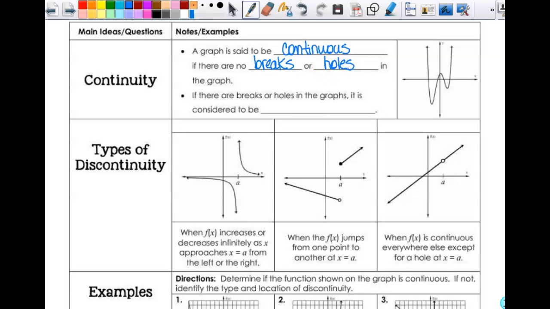Okay? So if you can start where the left arrow is, or the left point even if it is, and you can trace the graph without picking up your pencil at all, then it's going to be continuous. If there are breaks or holes in the graph, it is considered to be discontinuous. So continuity, continuous, discontinuous, they're all different forms of the same word.